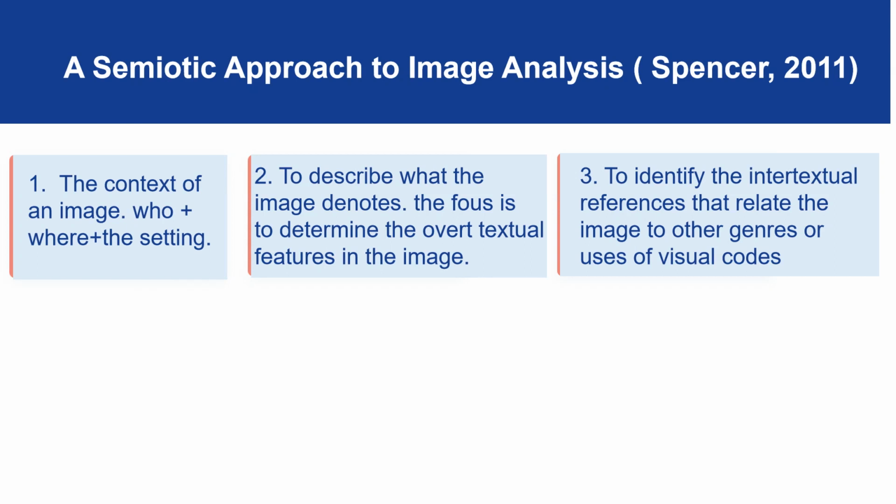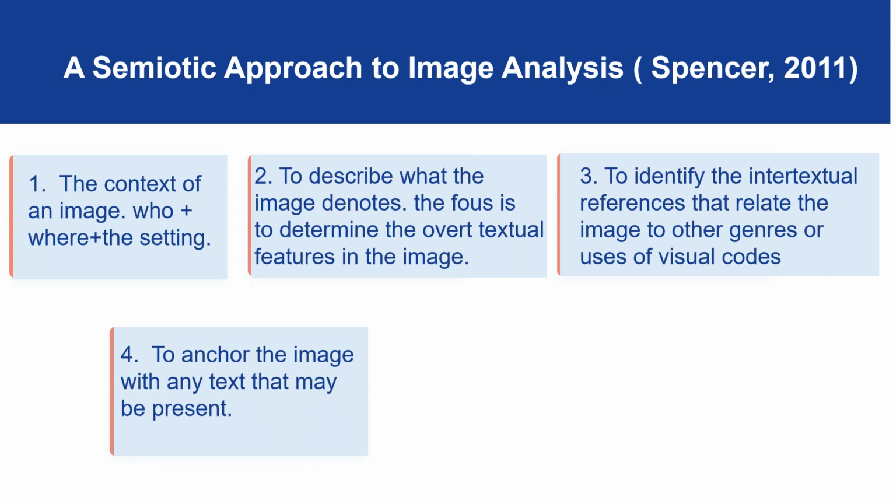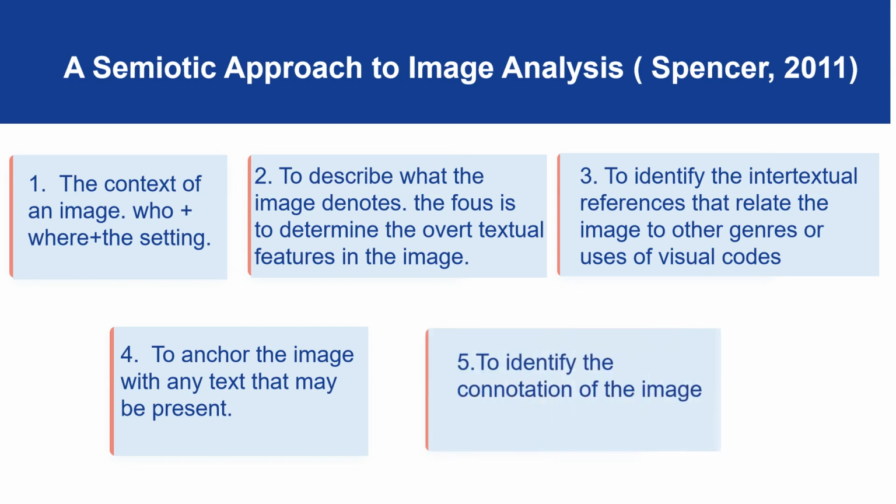Fourth, it's important to anchor the image with any text that may be present. Drawings often include text, but photographs often have signs and other text in the background. The analytic question here is, what do the visual and linguistic elements communicate together? The final procedure of semiotic analysis is to identify the connotation of the image. In light of the previous procedures, this one ascribes the overall meaning of the image.